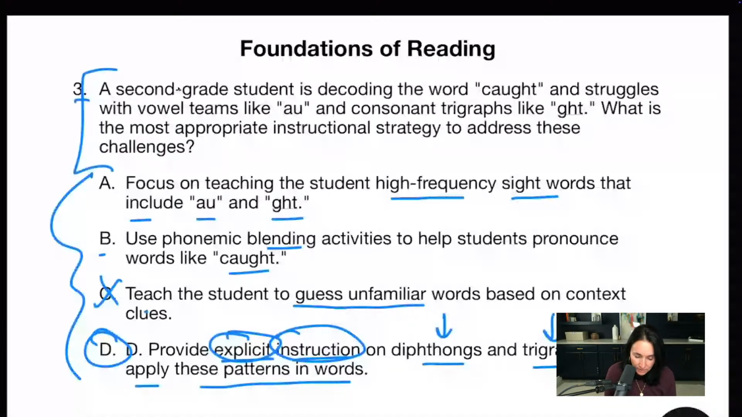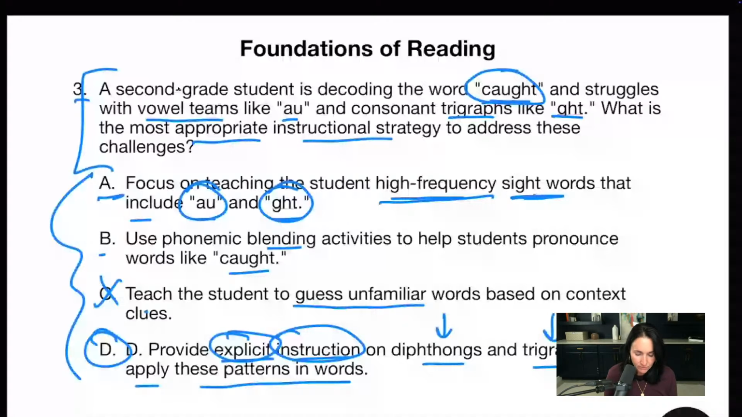A second grade student is decoding the word caught and struggles with vowel teams like AU and consonant trigraphs like GHT. What is the most appropriate instructional strategy to address these challenges? Now, you might say A, is it because we have AU and GHT, but we have this high frequency sight words. Caught is not necessarily a high frequency word.